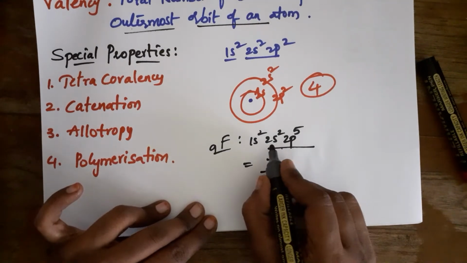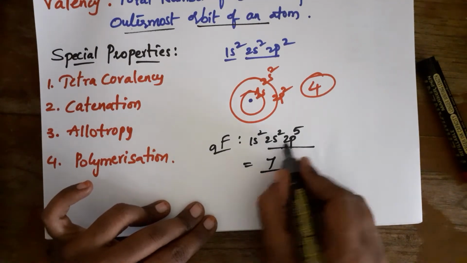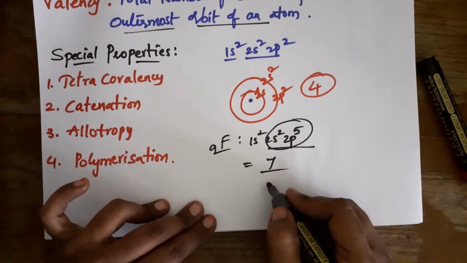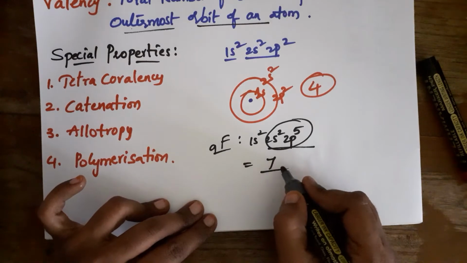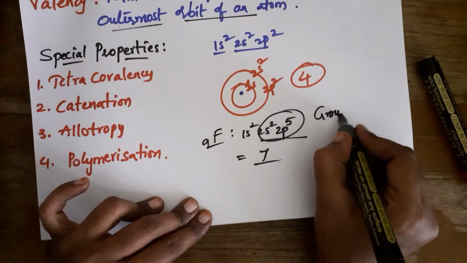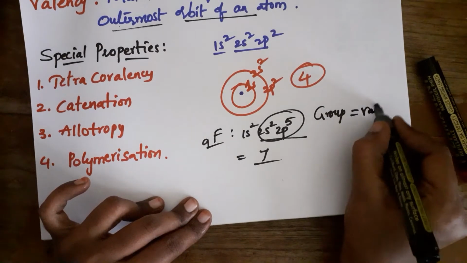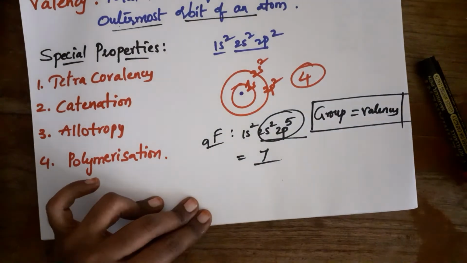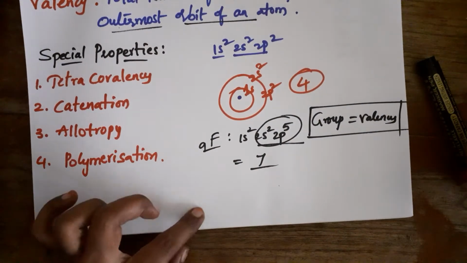How do you know? Here the total number of electrons present in the outermost orbit of an atom. Here it is the outermost orbit and it contains 7 electrons. So it is called its valency. And here comes a trick. Remember, the group number is always equal to its valency. The group number of an element is always equal to the valency of that particular atom.